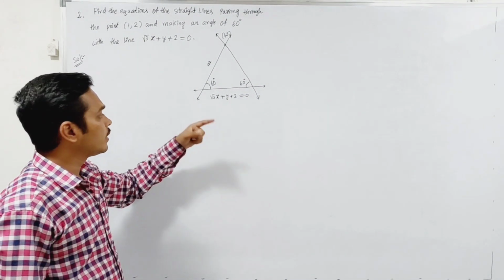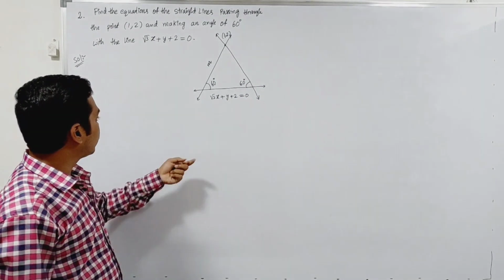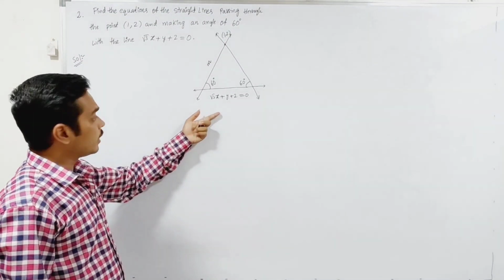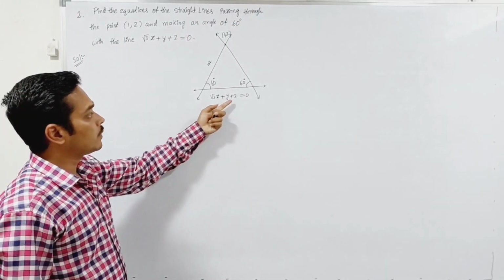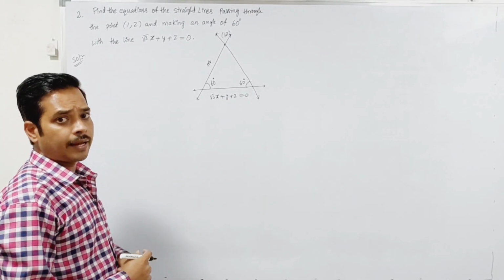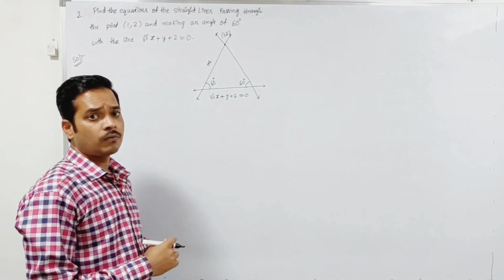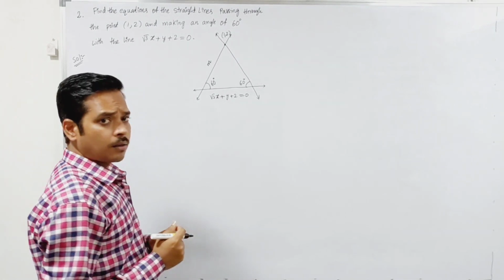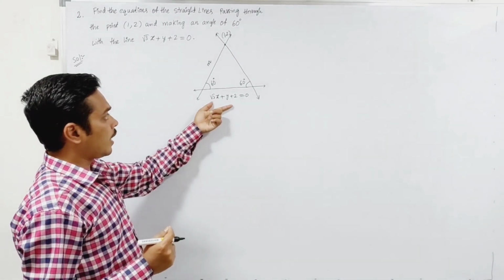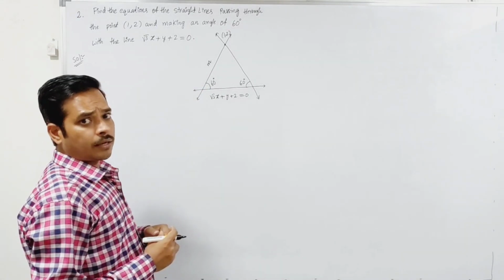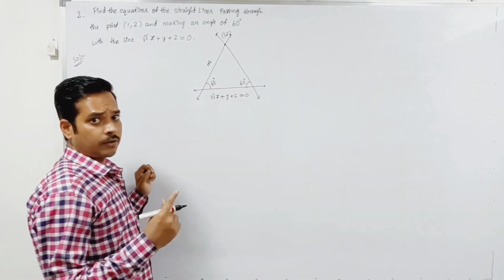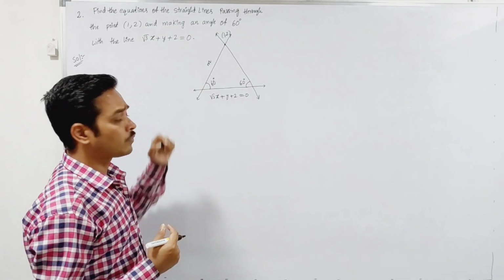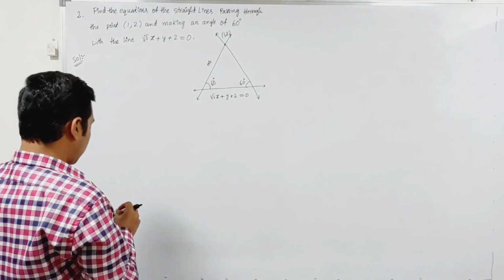What is the slope of the given line? The given line is in the form ax plus by plus c is equal to 0. What is the slope of ax plus by plus c is equal to 0? Minus x coefficient by y coefficient. So, by using the slope of the given line and the slope of the required line, we can apply the tan theta formula, the angle between two straight lines in terms of slopes. By using that formula, we can find the m value. Now, let us see.